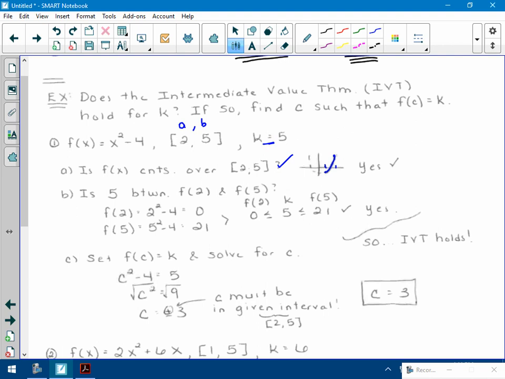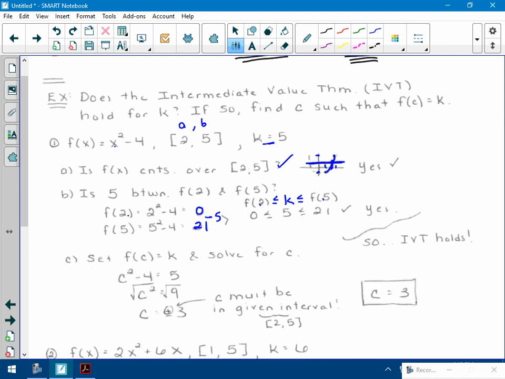Is this value between the start point and the end point? Well, if I plug the start point in, f of 2, 2 squared is 4, minus 4 is 0. Plug in 5, 5 squared is 25, minus 4 is 21. So yeah, I'd say 5 is somewhere between 0 and 21. So yes, k, or N on the other page, is between the start point and the end point. So it should hold that there should be some point in here where the function equals 5.